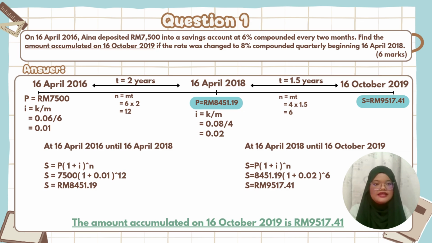We have to calculate the next phase, which is 16 April 2018 until 16 October 2019. From there, we can know that the time is 1.5 years or 1 year 6 months. And now we have to use the same formula, which is S equals P multiplied by (1 plus i) to the power n. We continue with 8,451.19 multiplied by (1 plus 0.02) to the power 6. And finally, we got the final answer, which is 9,570 ringgit 41 cents. So that is the amount accumulated on 16 October 2019.